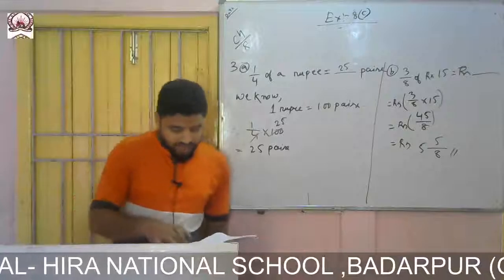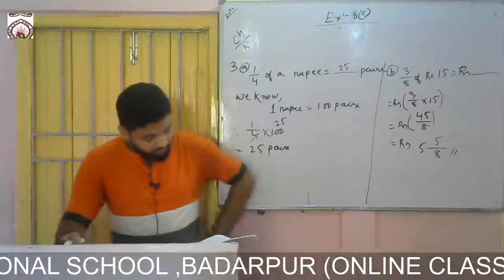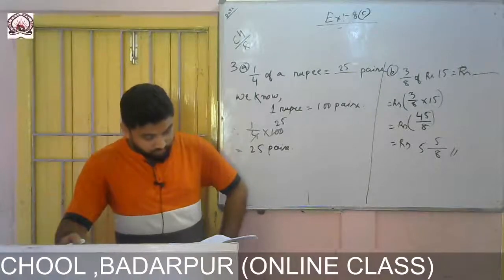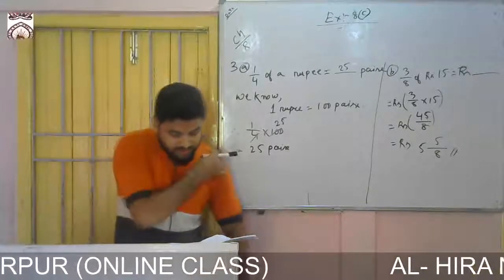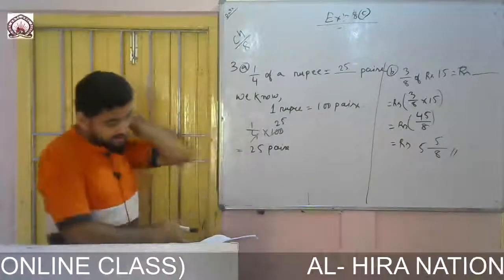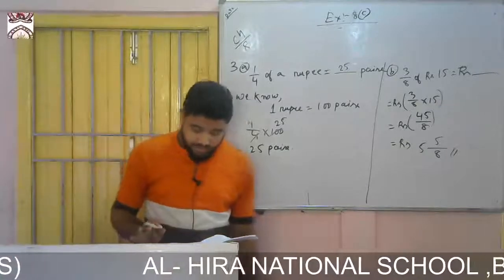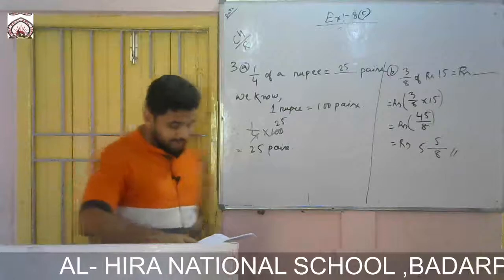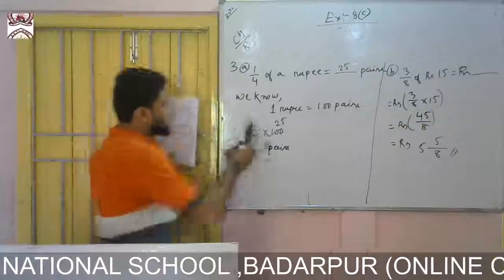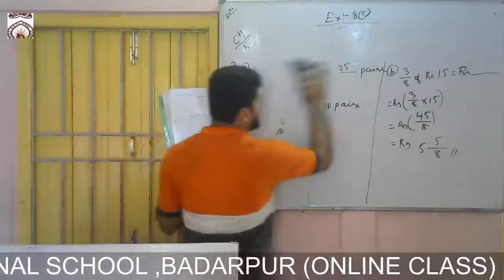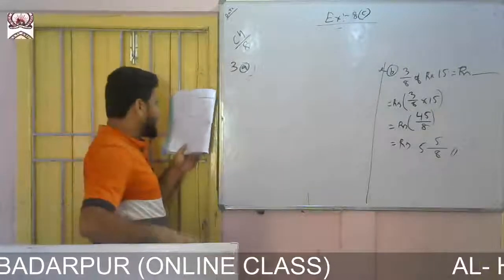Now come to question number C. Question number C is exactly the same. Question number D also exactly the same. Now C and D you solve. Now I am solving question number E and F. C and D you solve. I am leaving only one for you. I am solving all.